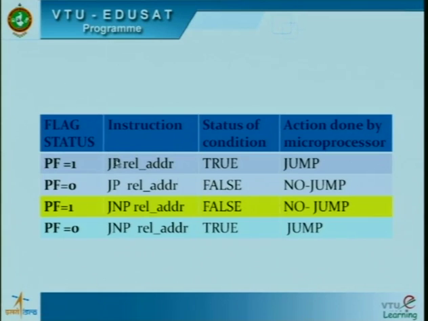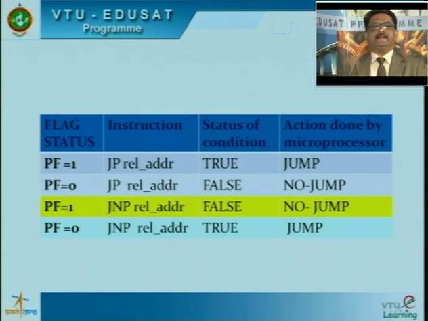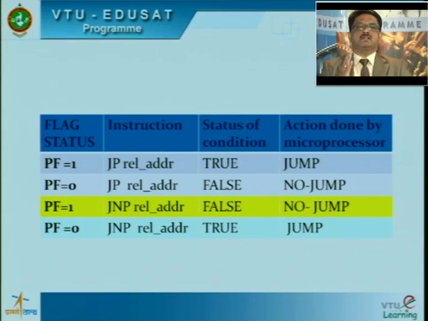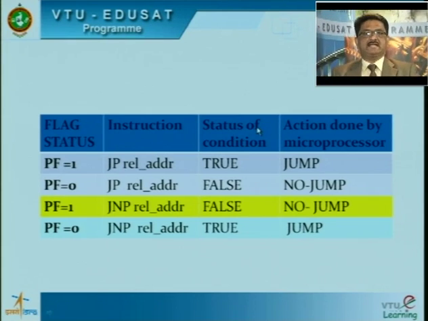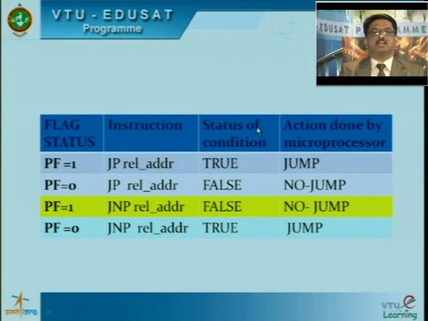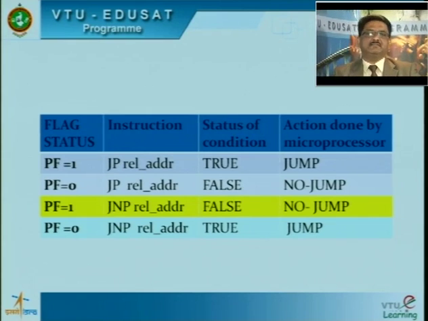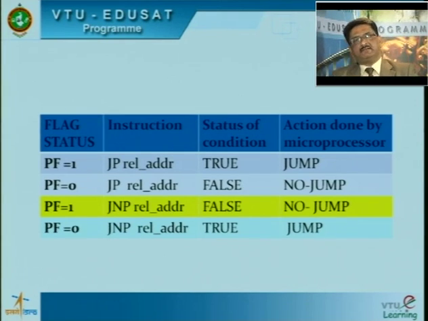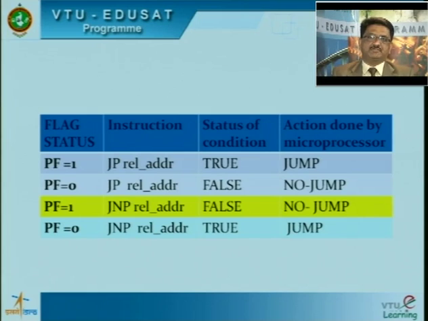Now, jump if parity. There is something called the parity flag. What is parity? It indicates the even number of ones and odd number of ones present in the obtained result. After performing an arithmetic or logical operation, if the obtained result has an even number of ones, then the parity flag will be set to 1, otherwise the parity flag will be set to 0.